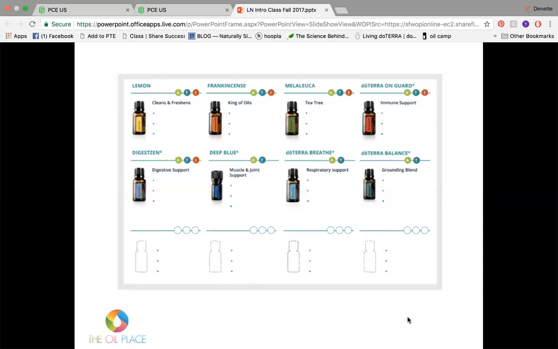The next one is Melaleuca. As you can see, you can use this one aromatically, topically, and internally. A lot of people know this oil as tea tree oil. This is a very powerful antiviral, antibacterial oil. It helps tremendously with a healthy scalp and any skin fungal issues that you might be having.